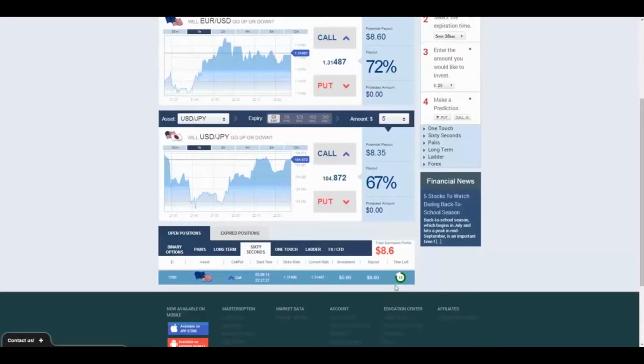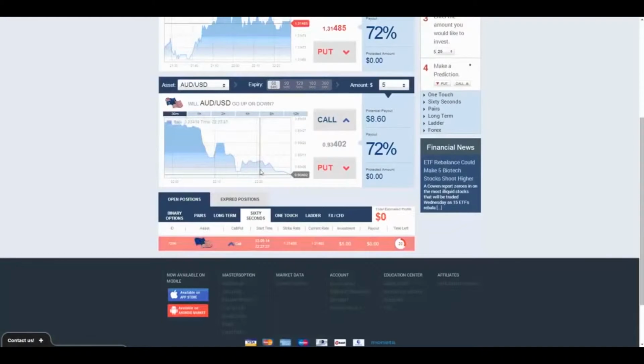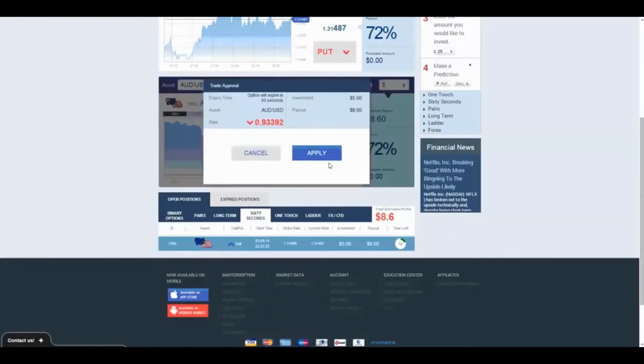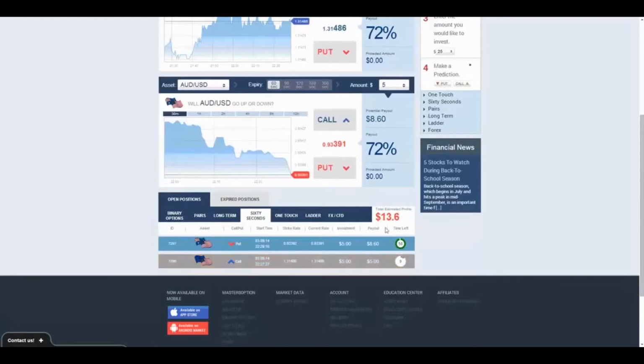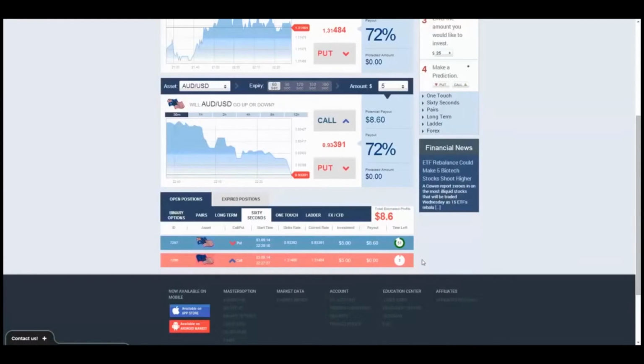While we're waiting, let's open another trade on the second chart. I choose an asset with a nice trend. Australian dollar to US dollar looks great. The price is clearly going down. It's an obvious downtrend. Therefore, I make sure that the bet is $5 and I click on put. I then click on apply and approve to open the trade. When I scroll down, you can now see both of my trades, the one we've just opened and the one closing soon. Let's wait a bit.